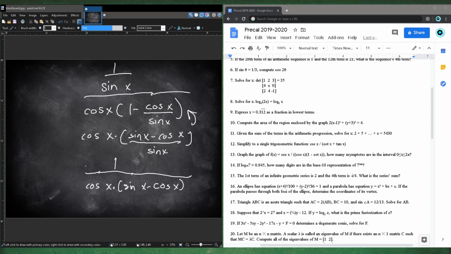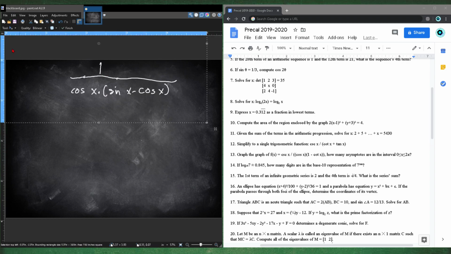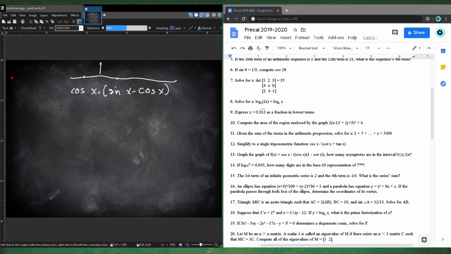Okay. So now we have to look for when this expression becomes undefined, because that's going to give us our vertical asymptotes, right? So our asymptotes are what we're looking for. So cosine of x, when is that equal to 0? Well, that is equal to 0 when x is equal to pi over 2 and 3 pi over 2. And when is sine of x equal to cosine of x?